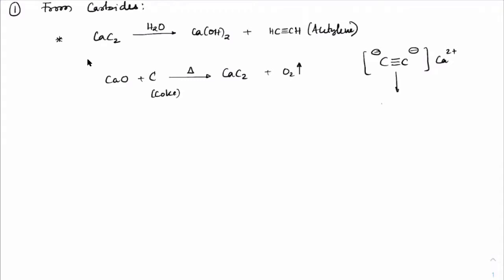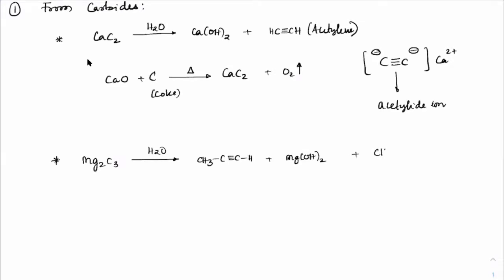When you have minus on both sides, what do we call it? Acetylide ion. Same way, if we see Mg2C3, that on hydrolysis will give us CH3, C triple bond C, H plus Mg(OH)2. And the minor product that is formed is CH2 double bond C, H2. This is the minor product. The major product is this one. Reason? Triple bond carbon is more stable than the allyl. This we discussed the other day.